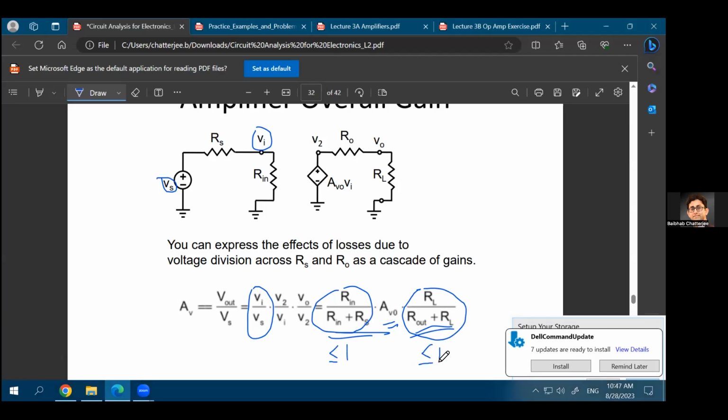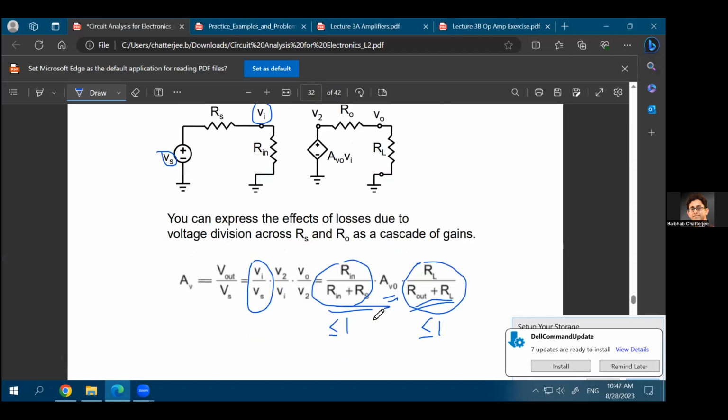Which means that the overall voltage gain that we'll have from this entire network will be something that will be lower than the original Av0. Okay. And that's probably your homework question number 4 and 5 for homework 1.